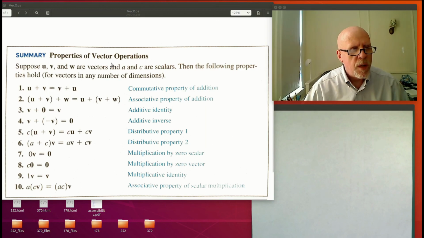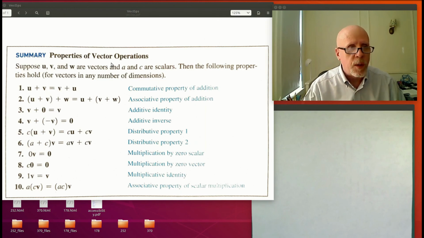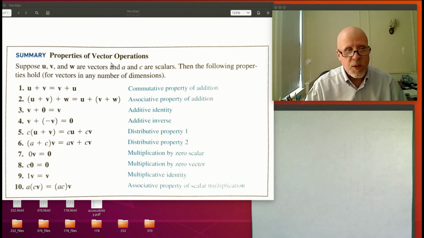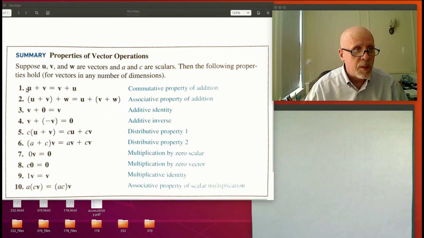I don't know that you need to memorize this because I think most of these rules for vector operations will just make sense. That is, they're similar to rules you know from ordinary algebra. But let's run through them and verify that. The first one, I think we've already nailed, that the sum can be done in either order. That's the commutative property for addition.